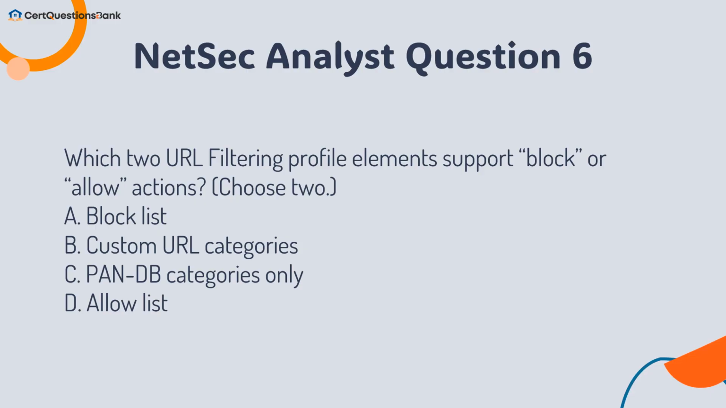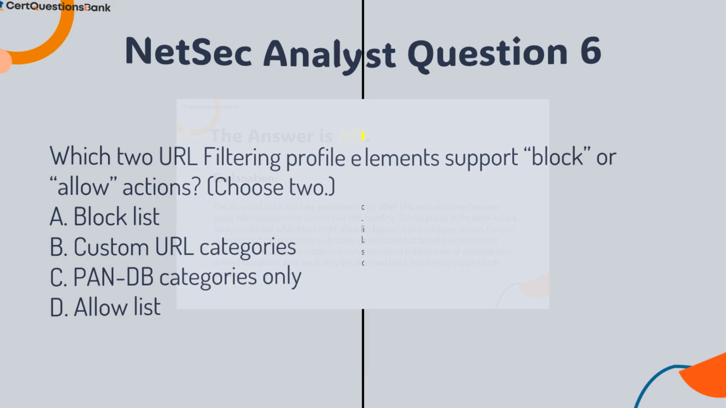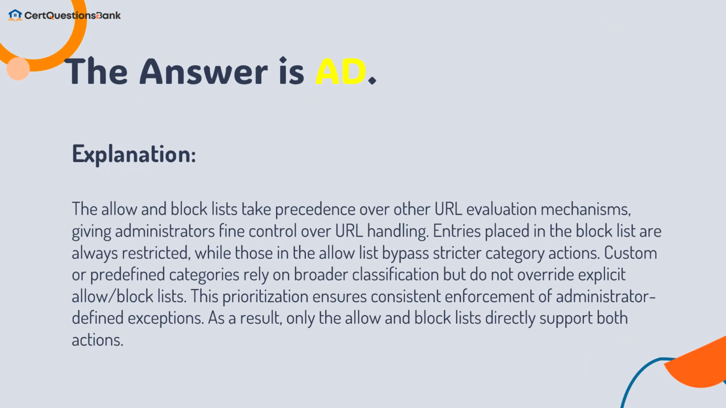Which two URL filtering profile elements support block or allow actions? Choose two. A. Block list. B. Custom URL categories. C. PanDB categories only. D. Allow list. The answer is A, D.